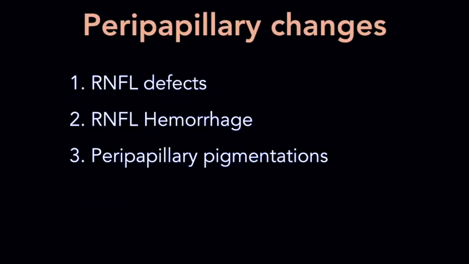So we have three changes actually. First, the retinal nerve fiber layer defects or changes there, hemorrhages and peripapillary pigmentations. We'll take it one by one.